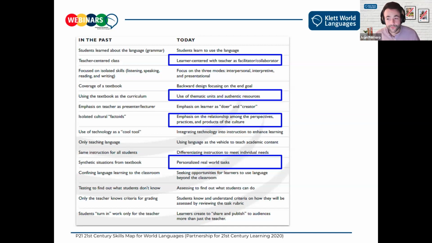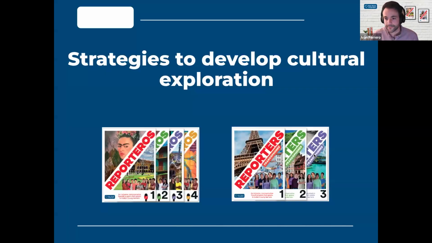The isolated cultural factoids, moving that to an emphasis on the relationship among the perspectives, practices, and products. So instead of just dropping cultural data here and there, let's just make it the center of the unit. And definitely create personalized real-world tasks. So if we move to a task-based approach in which we use backward design and we have our goals and we present very specific communicative contexts in which the culture is incorporated, we're going to help the students understand the usefulness of the culture in the class.